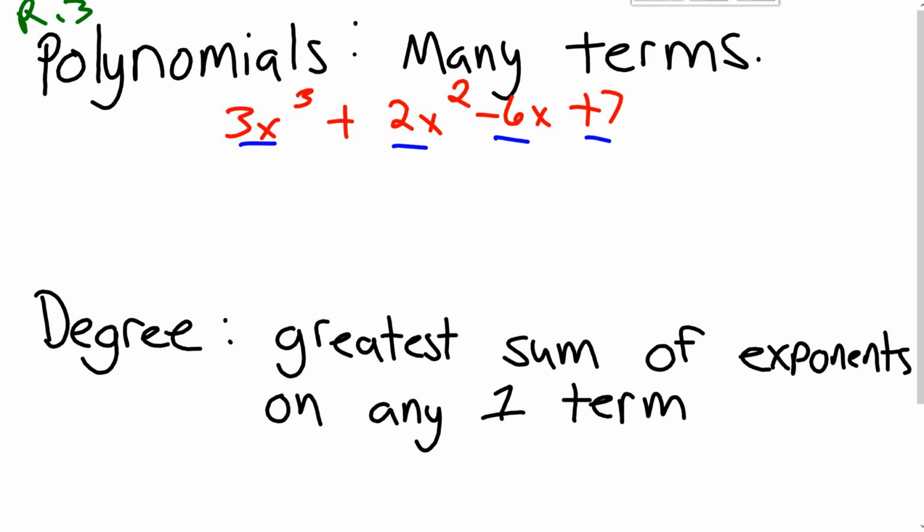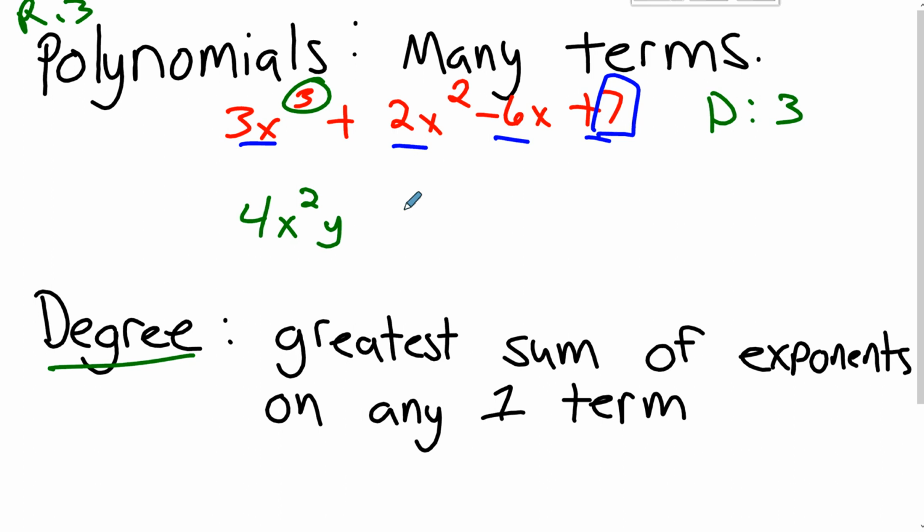And this is called our constant, the one without the variable attached to it. And then our largest exponent is called the degree. So this has a degree of 3. Notice how those all have x's in them, except for the 7, that's called our constant. If we have more than one variable, then we look at each term and look at what is the largest.